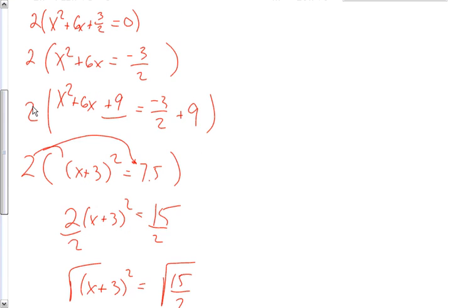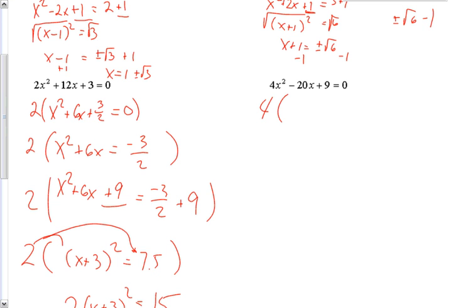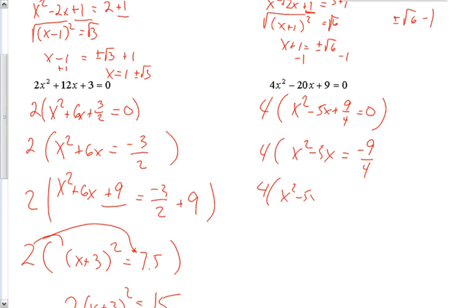All right. The last one I have, we got a 4. Got to factor the 4 out. X squared minus 5x plus 9 fourths equals 0. All right, we can deal. 4 times x squared minus 5x equals negative 9 fourths. We then have to half 5, 2.5, and square it. All right, that is 6.25. So 4 times x squared minus 5x plus 6.25 equals, this is negative 2.25 plus 6.25. That was a convenient factor, that's why I did that.